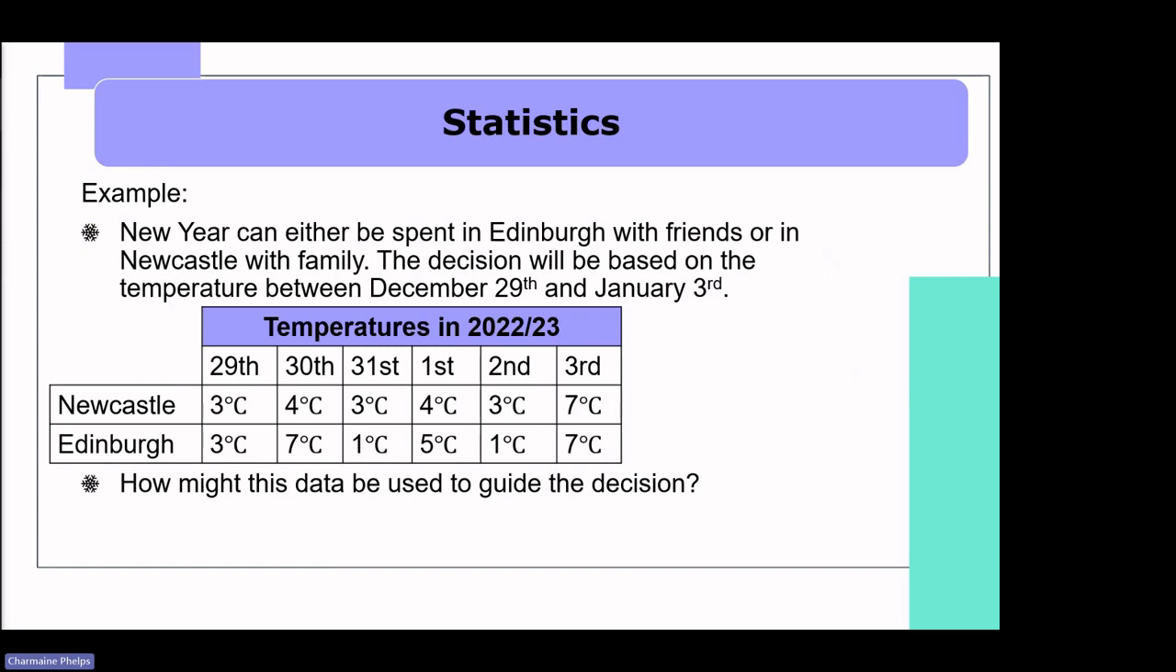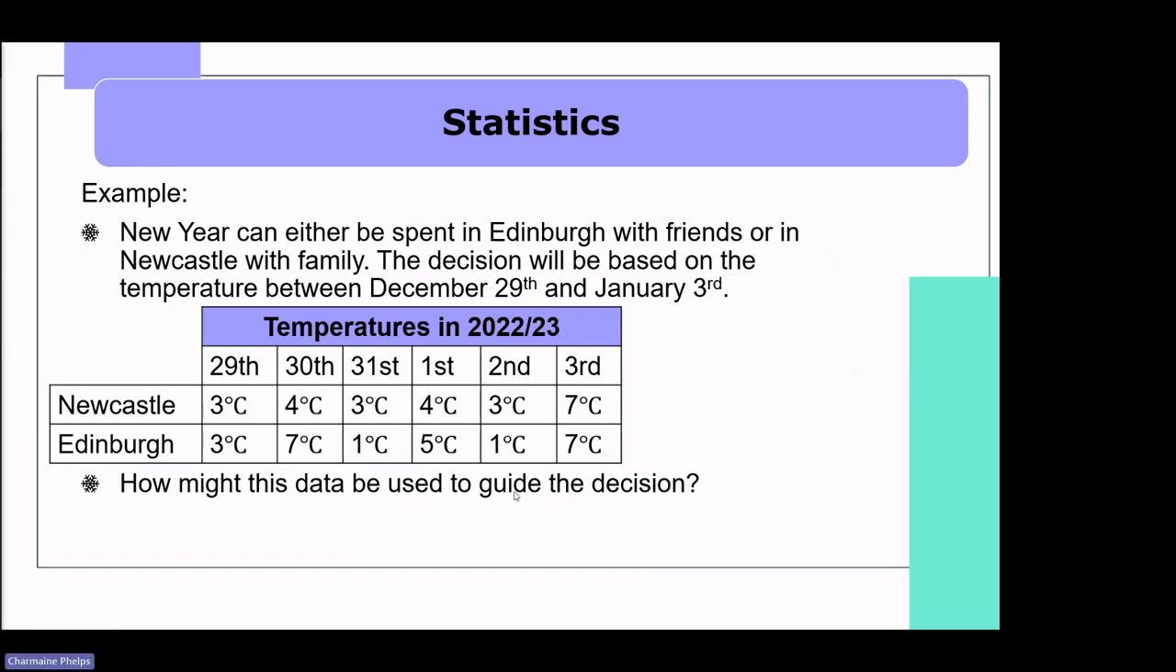So these are the temperatures for last year. We've got Newcastle and Edinburgh shown in the table on the 29th, 30th and 31st of December last year and the 1st, 2nd, 3rd of January this year. How might this data be used to guide the decision? Where are you going to stay, Edinburgh or Newcastle? Let me know in the chat.